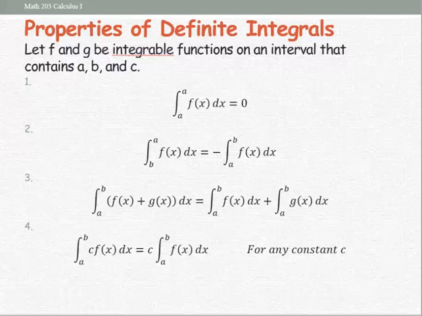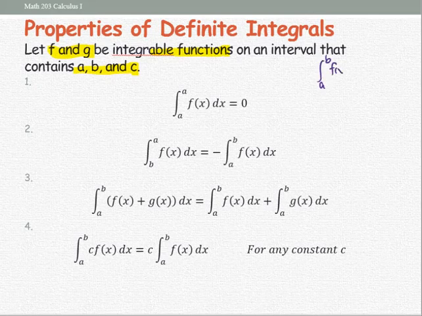Properties of definite integrals. Let f and g be integrable functions on an interval that contains a, b, and c. We call the definite integral from a to b of the function f of x dx the net area of the region bounded by the function from point a to point b.